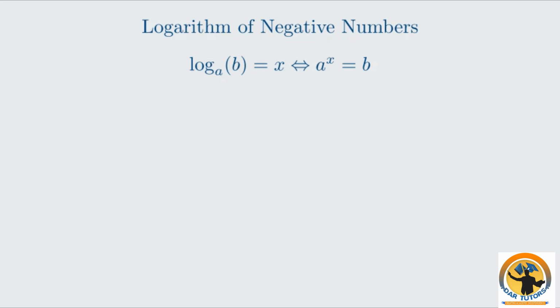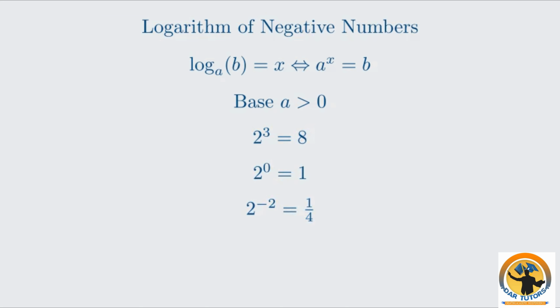Now let's consider the base, a. By definition, the base of a logarithm must be a positive number and not equal to 1. So a is always greater than 0. What happens when you raise a positive number to any real power? Let's look at some examples. 2 to the power of 3 is 8. 2 to the power of 0 is 1. 2 to the power of negative 2 is 1 over 4. In every case, the result is a positive number.